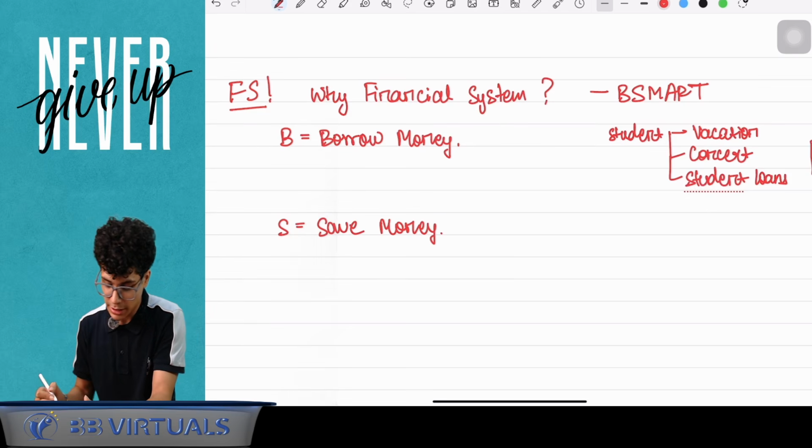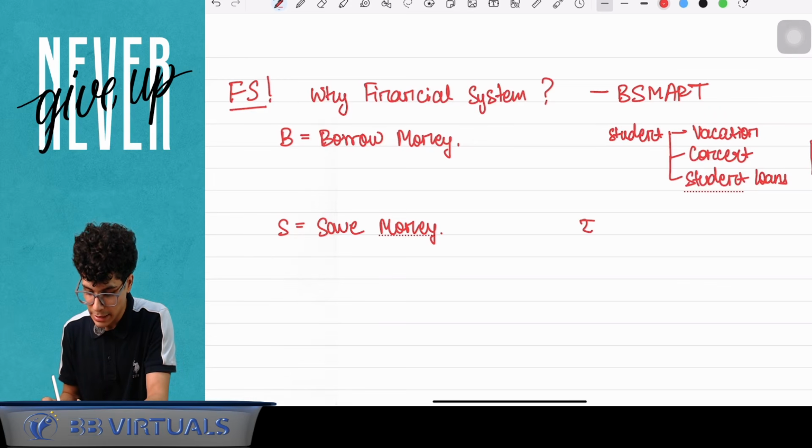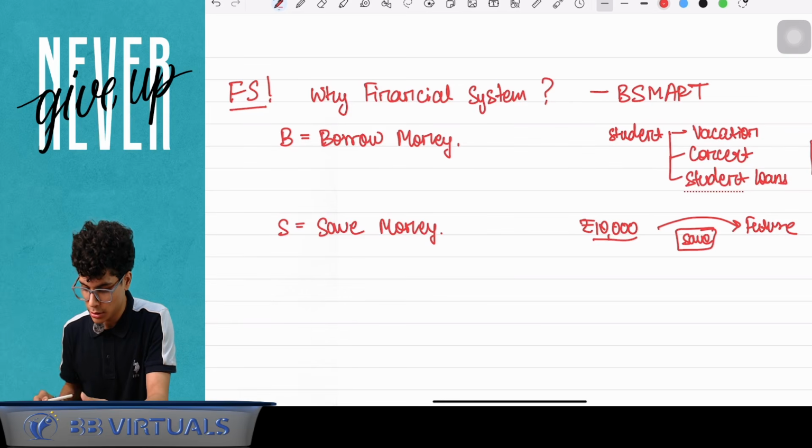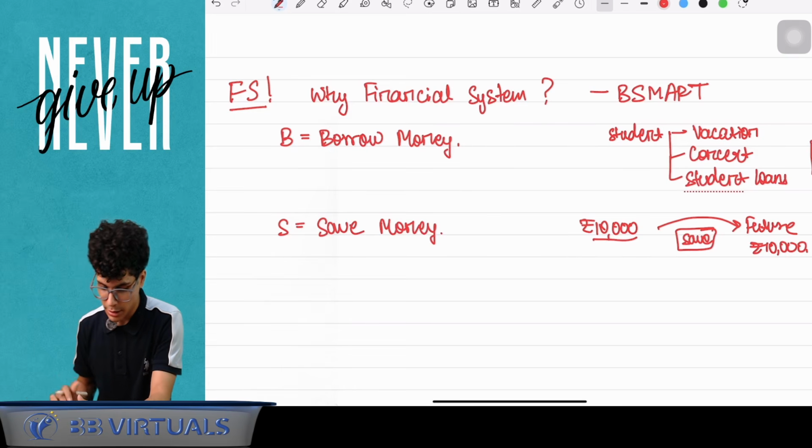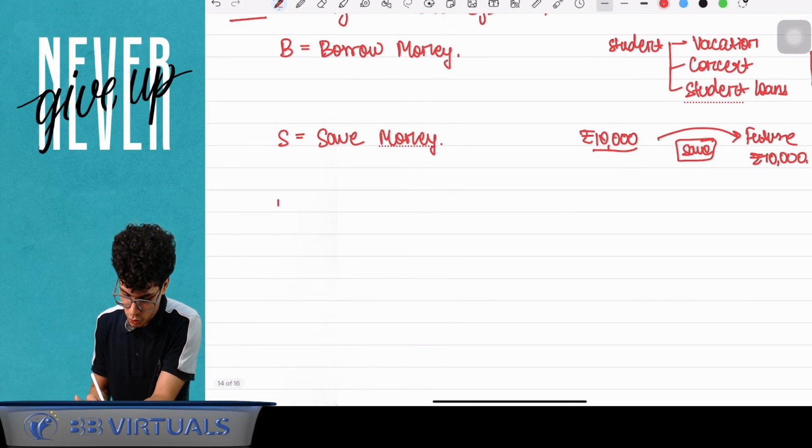Why do we save money? So that the money you have today, for example 10,000 rupees, which you do not need today, but maybe in the future you may need it, so you want to save this to safeguard your future by an amount of 10,000 rupees. Okay? Third is to manage risk.